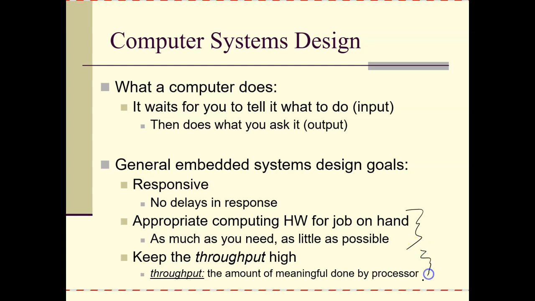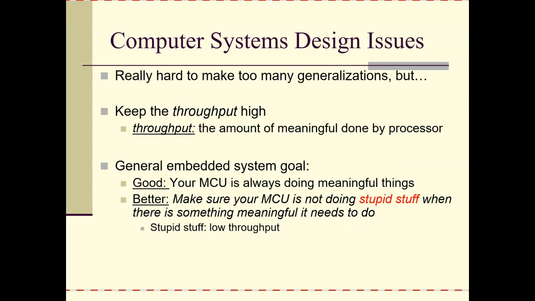Now, the third thing here is we want to keep the throughput of our system high, and the throughput is kind of the meaningful work done by our system, and we're going to modify that definition in the next slide. It's really hard to make generalizations, but the general idea of any computer system is keep the throughput high. That's easy to say, but it's not always super practical.